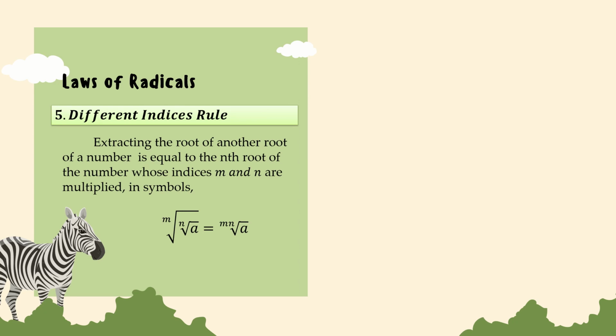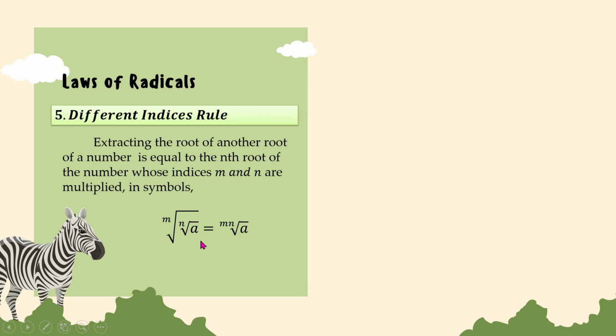The fifth law of radical, the different indices rule. Then lain ang index. Indices is plural, no? Kay duha nakbo. Extracting the root of another root of a number is equal to the nth root of the number whose indices m and n are multiplied, which is in symbols. This one. The nth root of a.